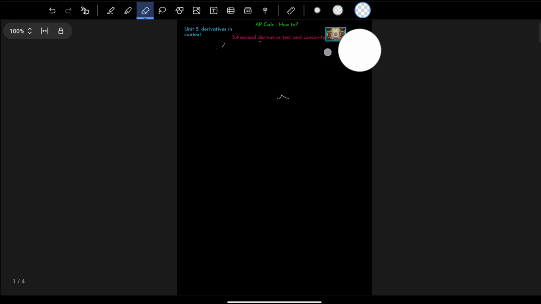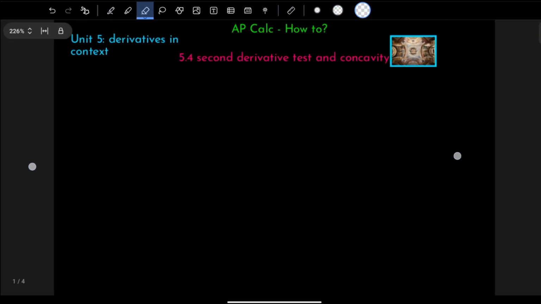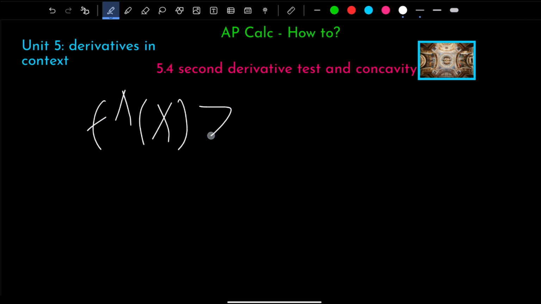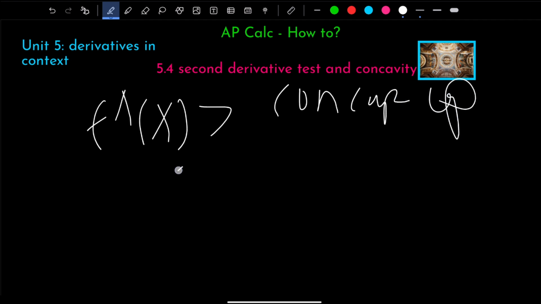Now for our last example, problem number 3, we're given the graph of f of x and we need to determine the concavity. So if f prime prime of x is greater than 0, concave up. If it is less than 0, concave down, and wherever it crosses the x-axis, there are potential inflection points. So we need to look at where f prime prime of x changes sign.